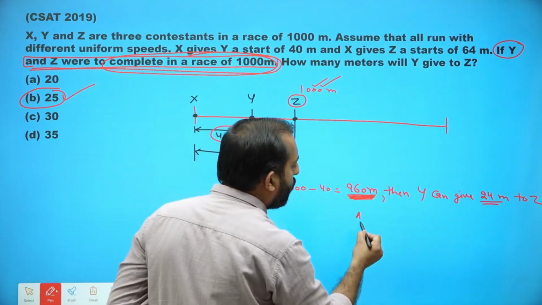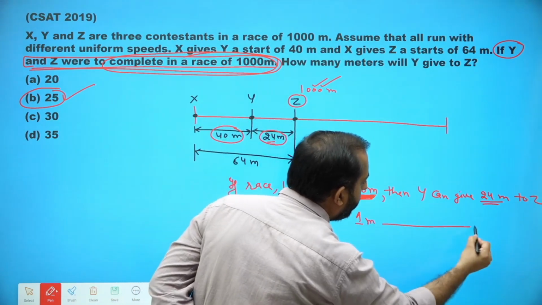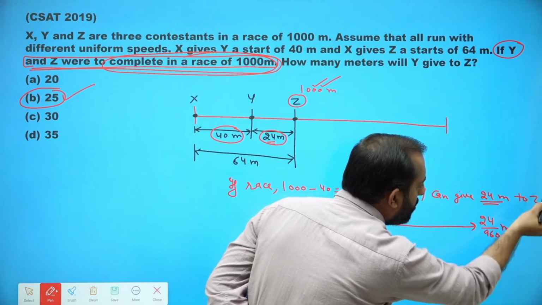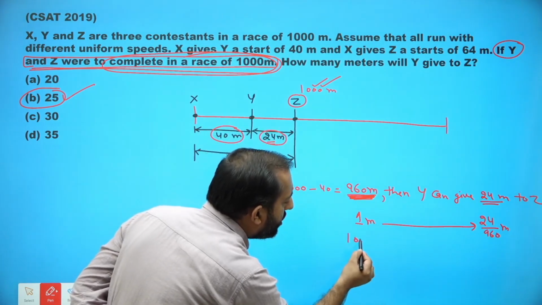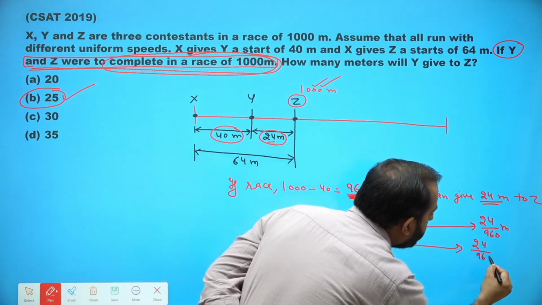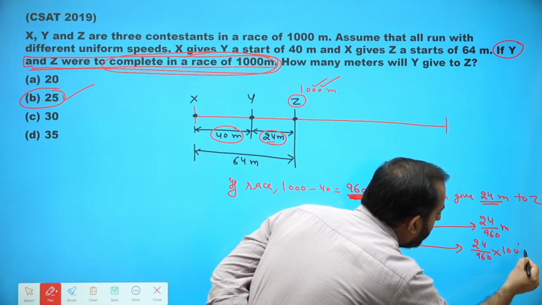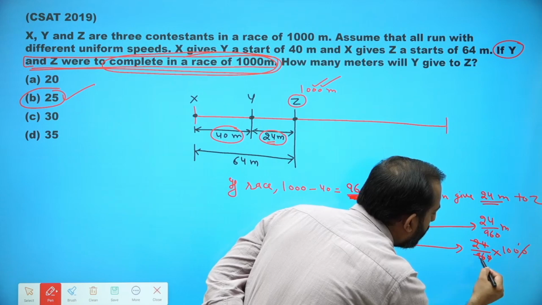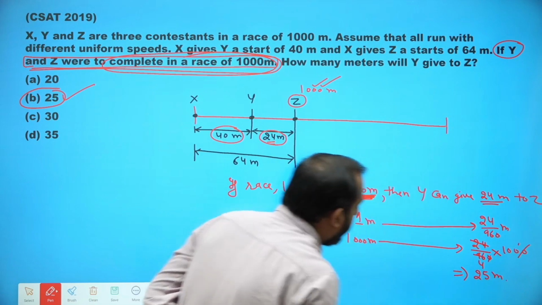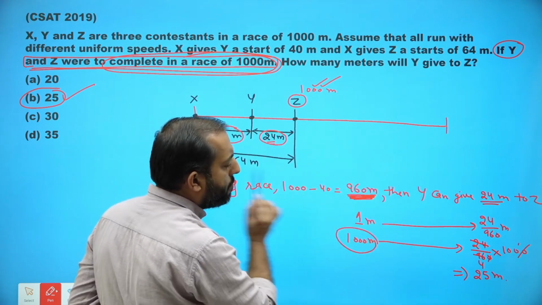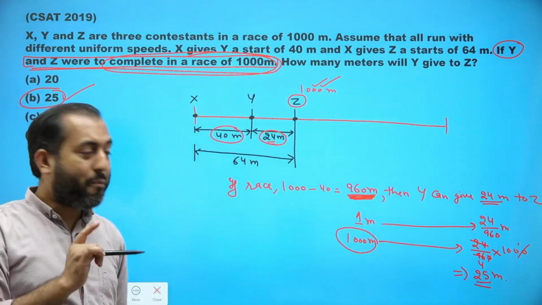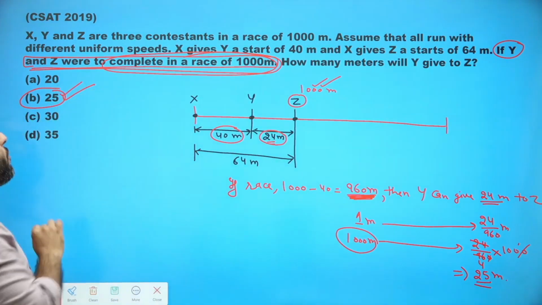If Y covers 1 meter, he can give 24 upon 960 meter to Z. If Y covers 1000 meter, he can give 24 upon 960 into 1000. If you solve this further, 24 by 96 times 100, that is 25 meter. So if Y runs a race of 1000 meter, he can give 25 meter to Z. Hence, the right answer of this question is option B.